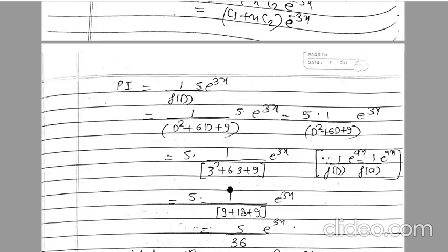So 1 upon 3 square plus 6 into 3 plus 9, e to the power 3x. Just solve this. So 5 upon 36 e to the power 3x. So this is our final answer, right? There is another question here. So you will solve this question.